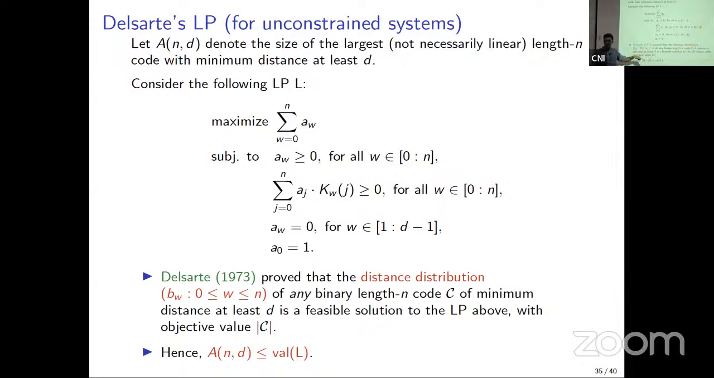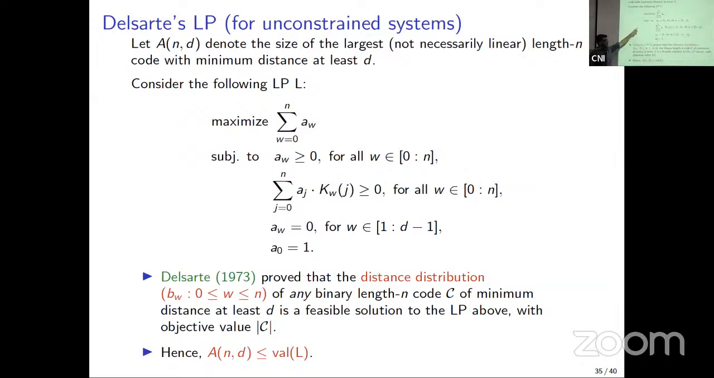What is the distance distribution of a code? It's basically the average number of pairs of code words at distance i. So for a given distance i, B_i is the average number of pairs of code words that are at a distance i. Putting all the B_i's together gives you the distance distribution. Delsarte showed that the distance distribution B actually satisfies this linear program.